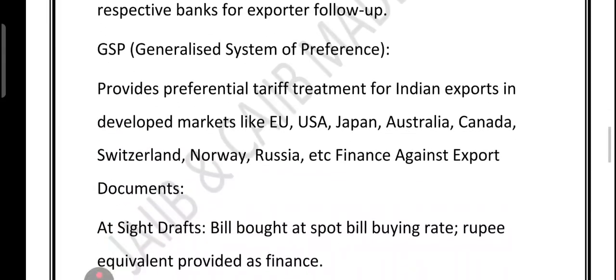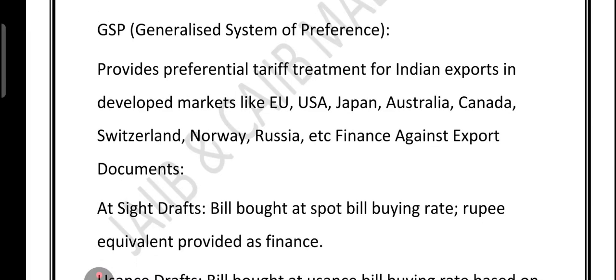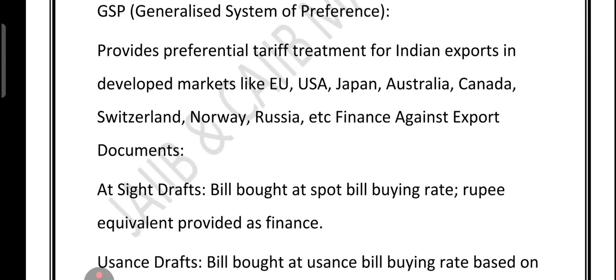Then the next point is GSP. GSP is called Generalized System of Preference. It is like a VIP pass for Indian goods in certain developed countries such as the European Union, USA, Japan, Canada, Australia, Switzerland, Norway, right? So this is called Generalized System of Preference. These countries give low tariffs on our exports, making Indian goods cheaper there.